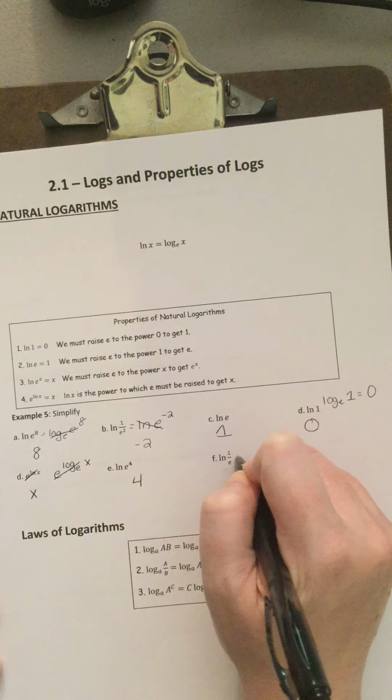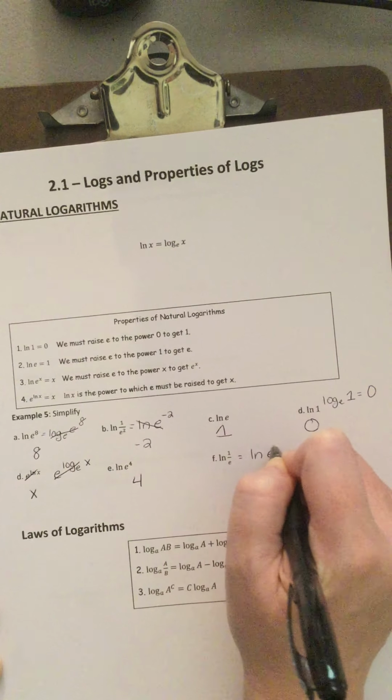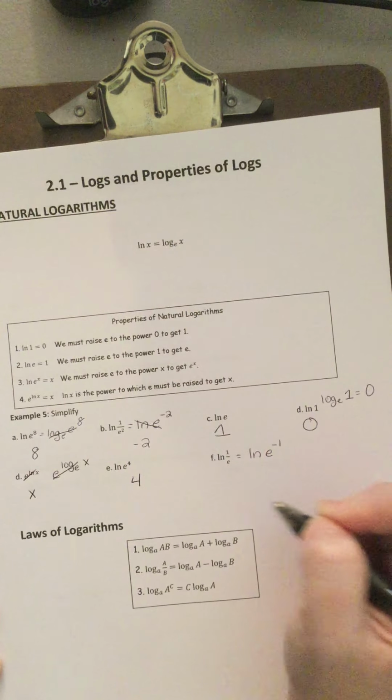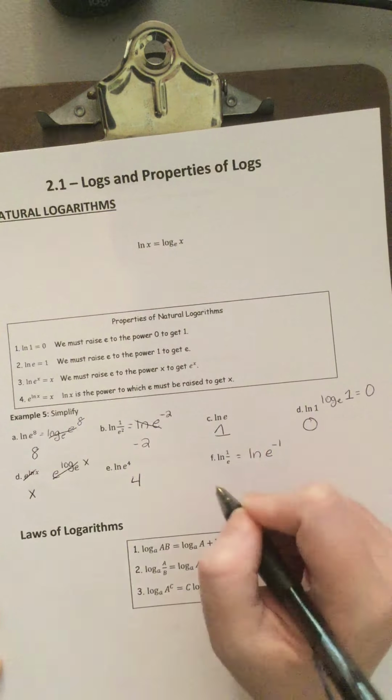And for F, let's rewrite that. So it's natural log of e to the negative 1. Then it's just like A again. Those cancel, and you're left with negative 1.